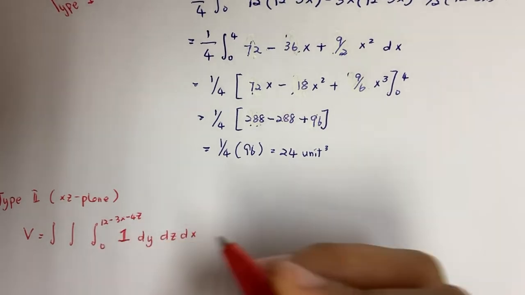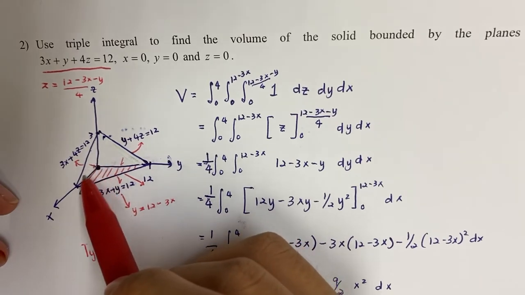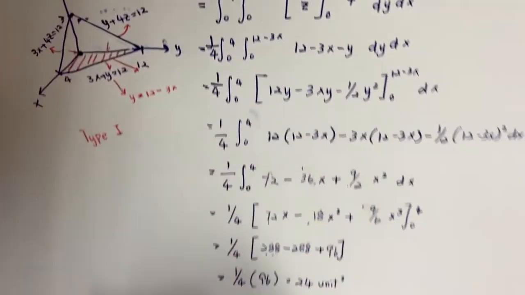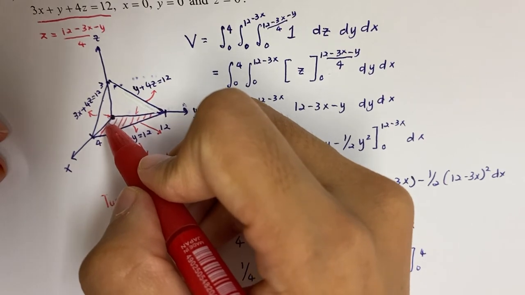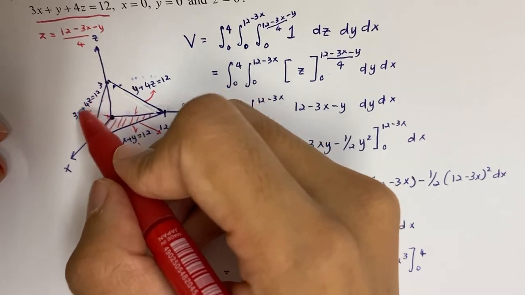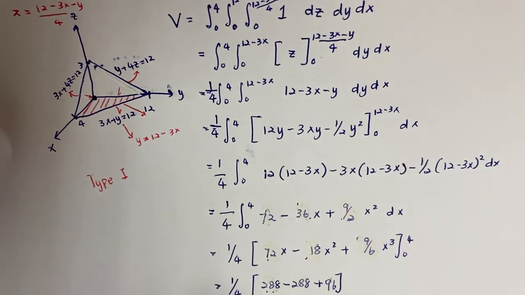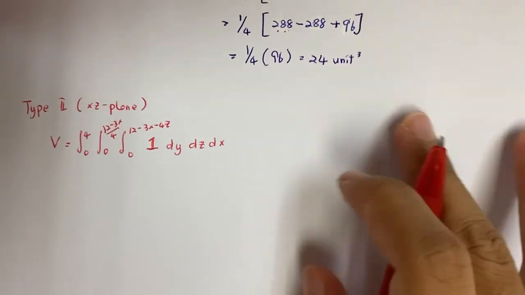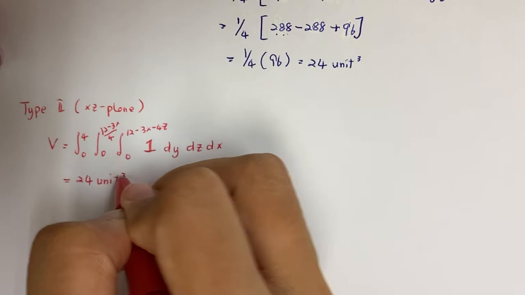And then for dz dx, this is the base. For the base, x is from 0 to 4, and z's limit is from 0 to z equal to 12 minus 3x divided by 4. Then you should get this equal to 24 unit cubed as well.